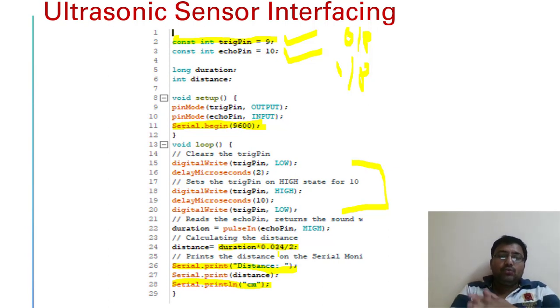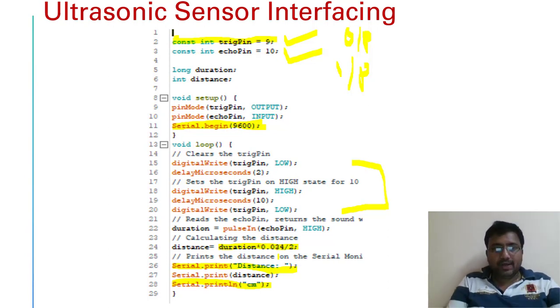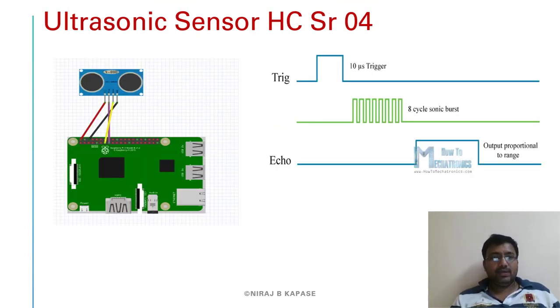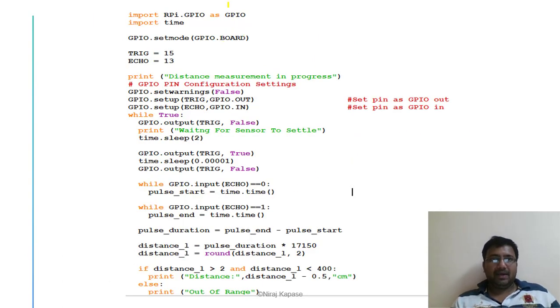So this is the way you interface an ultrasonic sensor with Arduino, and this is embedded C code. Now we are going to see a Python code as well, for how to interface this ultrasonic sensor with a Raspberry Pi. Here is the schematic diagram. Again 4 pins: one is VCC, second is ground, and then trigger and echo. For this diagram I have used Fritzing software. Fritzing is a software tool on which we can draw like this and we can simulate it as well. Here a 10 microsecond trigger pulse is generated, then whenever there is an echo, we measure it.